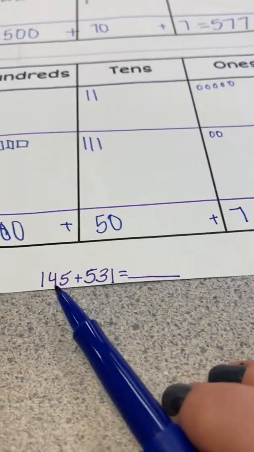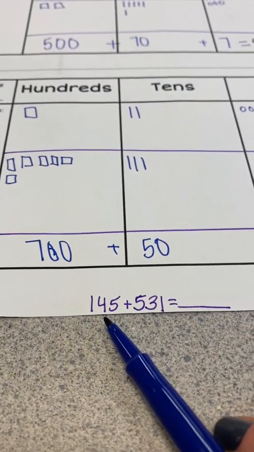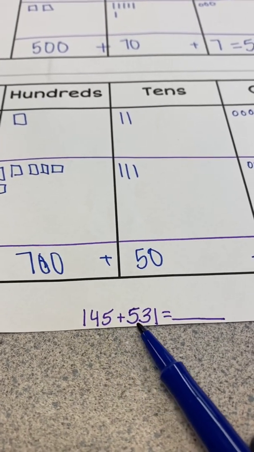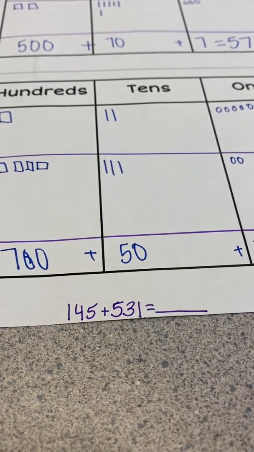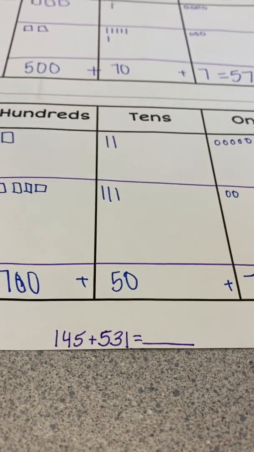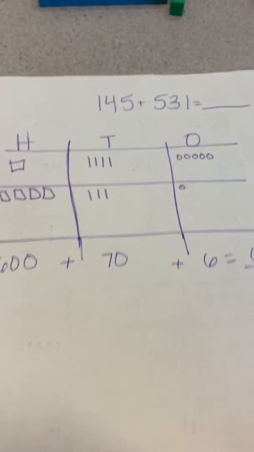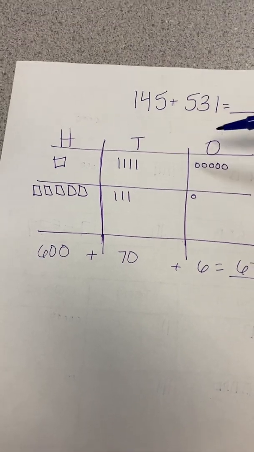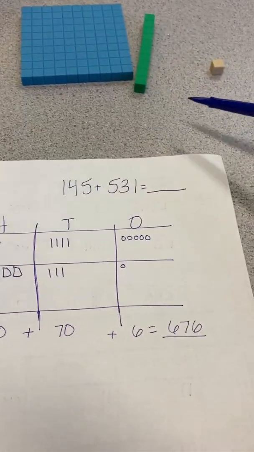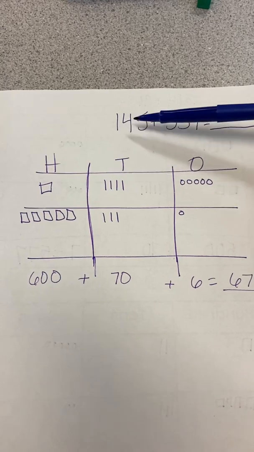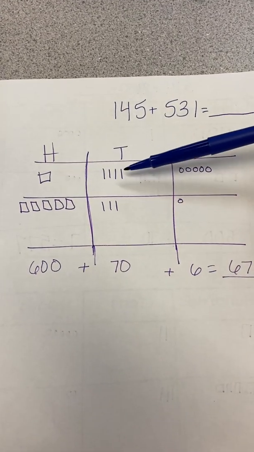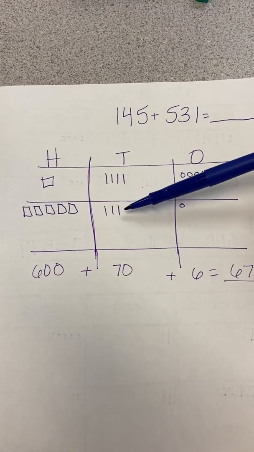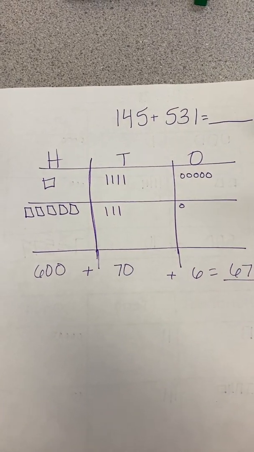Go ahead and try this problem on your own. Pause the video and then unpause it to check your work. 145 plus 531. So for this number, again, I sketched one number at a time, just like I would build using my tools: I would build one number and then I would build the next number. So 145 has 1 hundred, 4 tens, and 5 ones. 531 has 5 hundreds, 3 tens, and 1 one.